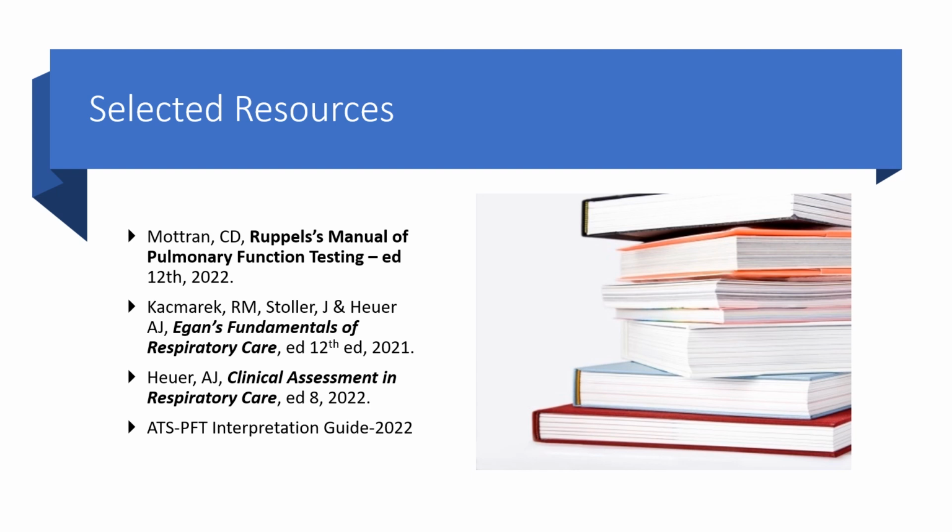Lastly, I wanted to share with you some selected resources. Ruppel's Manual of Pulmonary Function Testing is as useful to pulmonary function testing as Egan's is to respiratory care. Carl Mottram does an excellent job with Ruppel's Manual, and I strongly push you in that direction if you want to learn more. Egan's Fundamentals has a chapter on pulmonary function testing as well, as does my clinical assessment and respiratory care textbook. Also a good reference would be the American Thoracic Society PFT Interpretation Guide, published in 2022.